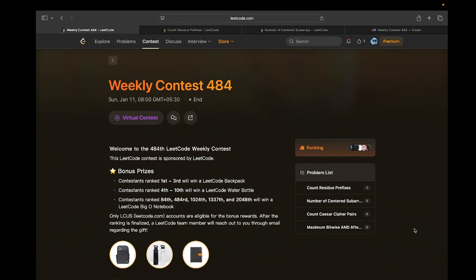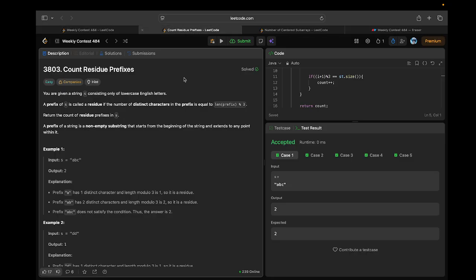So today we are going to solve another LeetCode weekly contest, and this one is the 484. Today we are going to discuss the first two problems. So without wasting any time, let's get started. Let's start with the first one. It is always an easy problem.